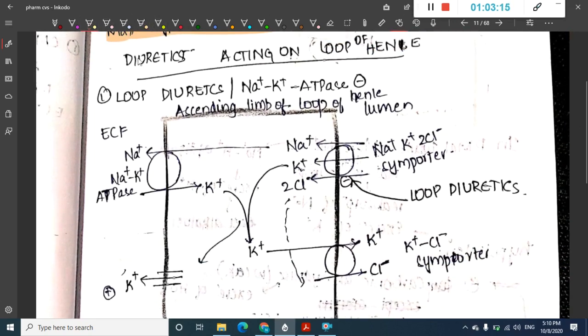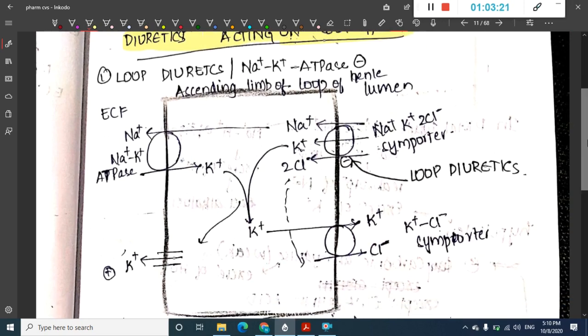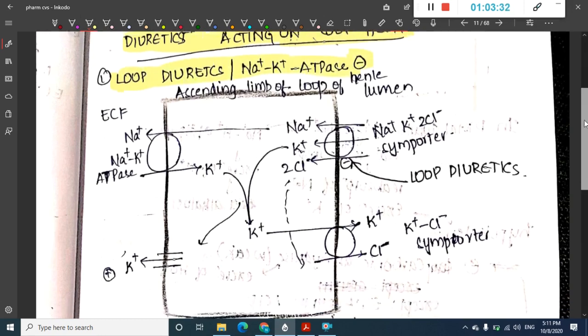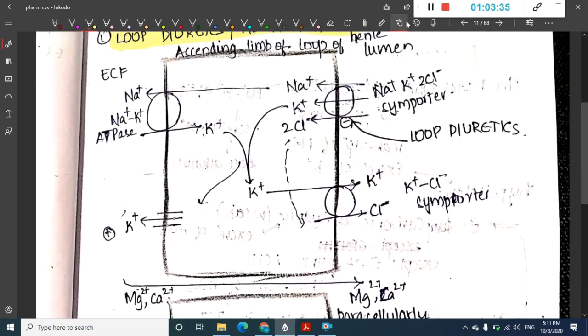The next group of diuretics are diuretics acting on the loop of Henle. The first diuretics, loop diuretics, are called sodium potassium 2 chloride transporter inhibitors. This is the ascending limb of the loop of Henle cell. What do you see in this cell? Here we have two transporters, one of which is the sodium potassium 2 chloride transporter, and through it there is absorption of one sodium, one potassium and 2 chloride, as the name says.